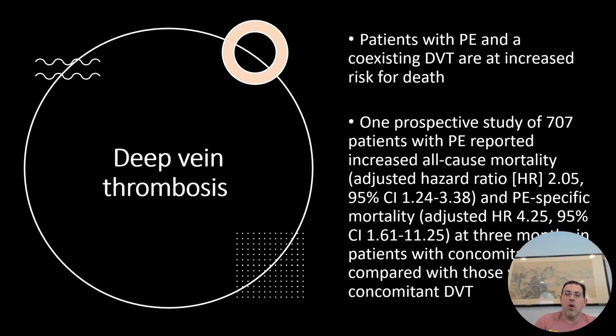So a word here on deep vein thrombosis and why it's so important. Patients with PE and coexisting DVT are at increased risk of death. This particular prospective study reported their increased risk of all-cause mortality. And so it's important that, in addition to diagnosing the PE, whether that's with CTA or echocardiography, you also look for a DVT as well to help risk stratify these patients.